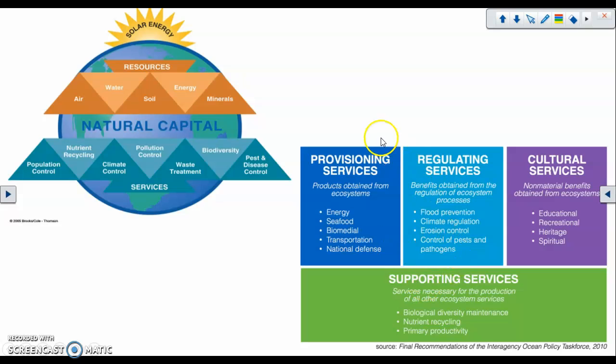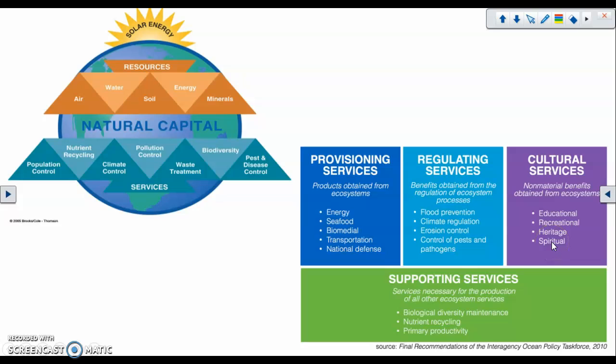Also, we have provisioning services. In this case, food is a provisioning service. Without food, obviously we will not live. We also have regulating services, which are about feedback mechanisms in the environment. One example of a regulating service is temperature regulation. How can we keep the fluctuations in temperature within narrow limits, so that we don't experience a sudden 50 degrees one day and then 150 degrees Fahrenheit the next? And obviously there are cultural services, which in this case are primarily spiritual services.